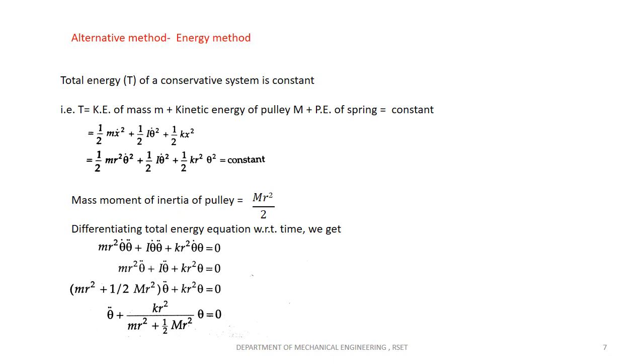Similarly, for half into I into theta dot square, differentiating this we get half into I into 2 theta dot into theta double dot, and the 2 cancels. Similarly here, half into k into r square into 2 theta into theta dot, so that 2 and 2 cancel. So, understood how it is differentiated? On the right side, differentiating a constant we get 0.